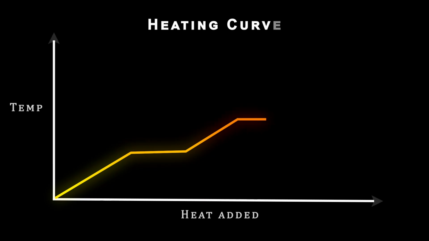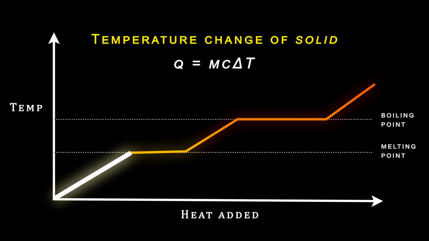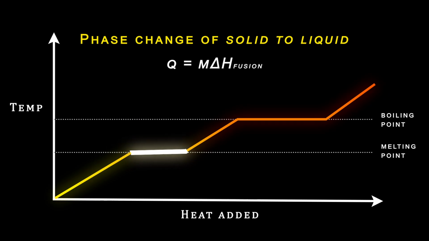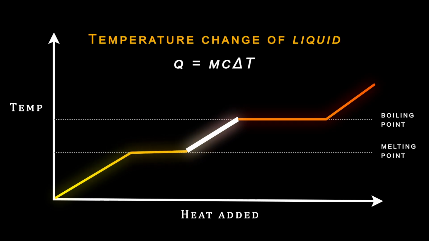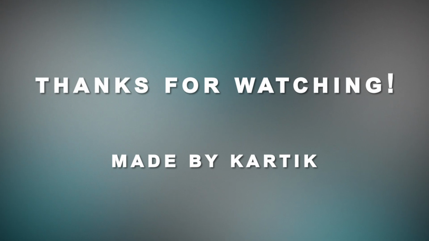A heating curve shows how a substance's temperature changes as heat is added. Sloped regions represent temperature increases within a single phase, where heat raises the kinetic energy of particles. Flat plateaus occur during phase changes, such as melting and boiling, where added heat breaks intermolecular forces rather than raising the temperature.